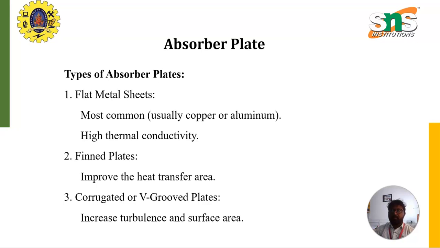Okay, in flat metal sheet, most commonly we are using copper or aluminum, with high thermal conductivity. In fin plate, we can improve the heat transfer area, and in V-groove plate, we can increase the turbulence and surface area, right? We have some selective surfaces. The coatings applied on the absorber plate maximize absorption and minimize emission.